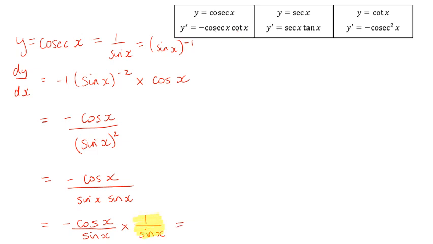1 over sine, by definition, is cosec. That's what we call cosec. It's 1 over sine. So I can see where that bit has come from.